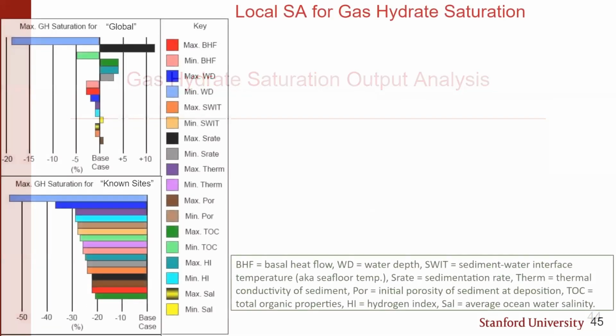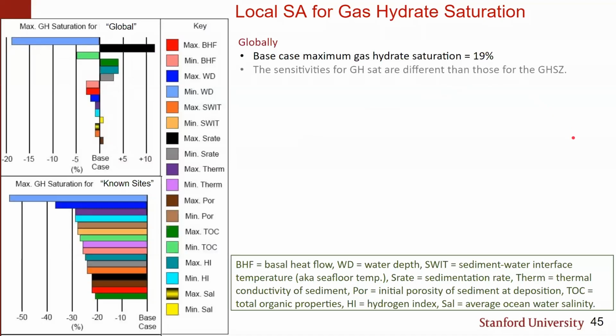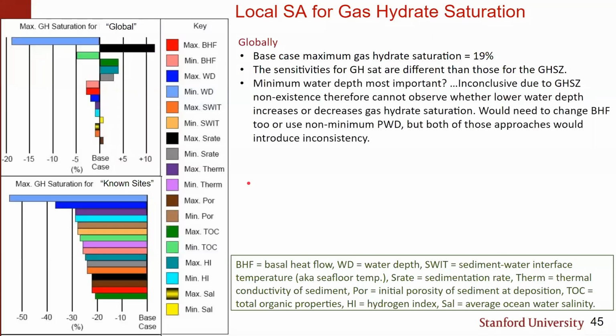Now for the second of the three outputs, which is the gas hydrate saturations or accumulations. We'll look first at the local sensitivity analysis results, which are these tornado charts here. Globally, the base case model has a maximum gas hydrate saturation of about 19%. So that's what we're looking at. We're really looking at the maximum saturation that exists in the model. And the sensitivities for the gas hydrate saturations are different than those for the gas hydrate stability zone thickness. But we may see that that's different in the global sensitivity analysis results.